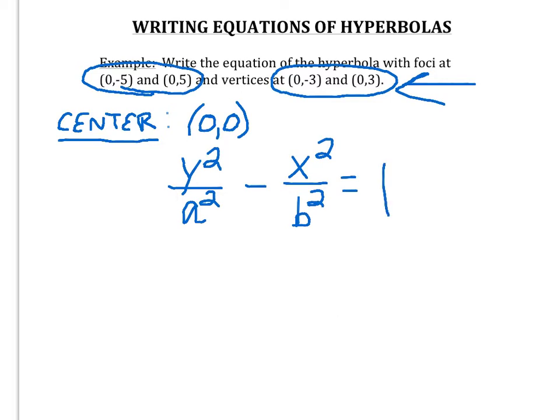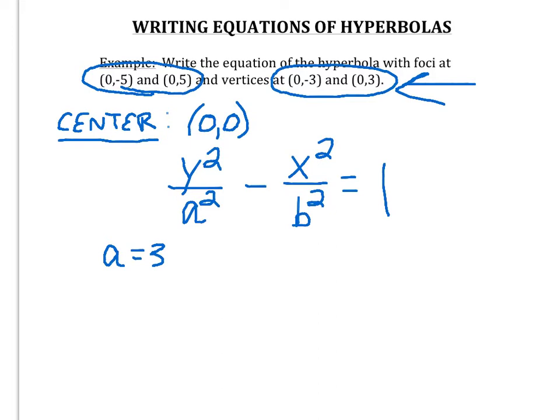Now to come up with our equation, all we need to do is figure out what a and b are. As we've already talked about, a represents the distance from the center of a hyperbola to a vertex. And like we already mentioned, each vertex is only 3 units away from the center. So therefore, a must be 3, because that represents how far a vertex is from the center.